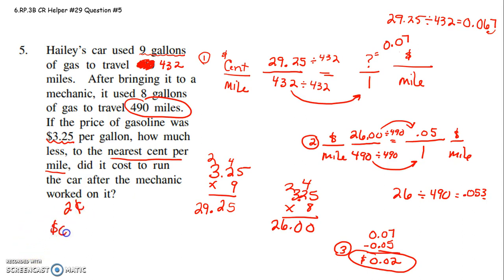If you're going to write it as 0.02, you got to make sure you use the $ sign out in front. All right, I hope that helps.